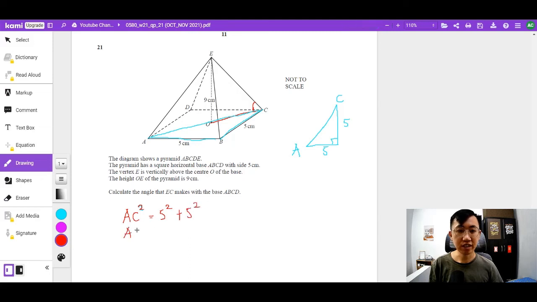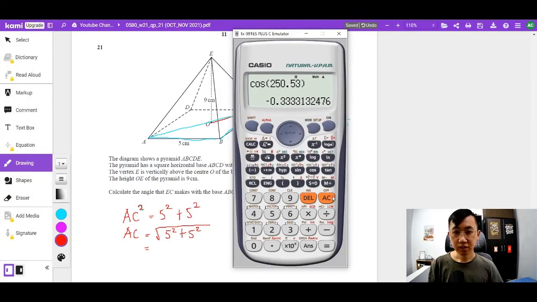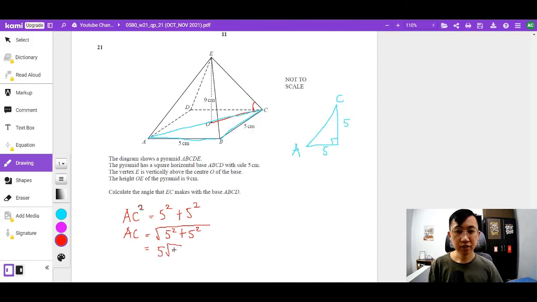Okay, so what is AC? AC is square root of 5 square plus 5 square. What is this? Okay, let's use the calculator to assist us. First step, 5 square plus 5 square. Press equal first, followed by square root, answer. I see a lot of decimal numbers, so we can actually copy this first. 5 square root 2, no problem. So we know the length of AC already.